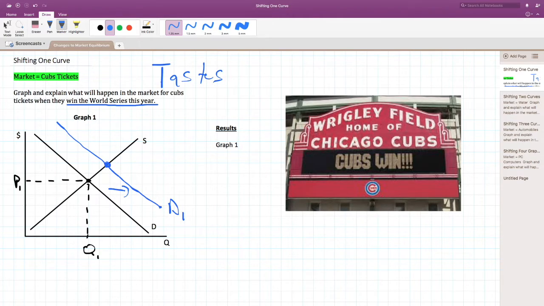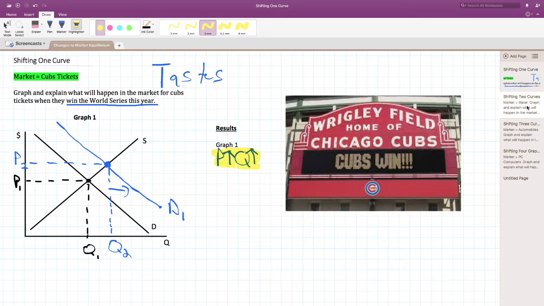The point where the new demand curve intersects my old supply curve becomes my new equilibrium price. I'm going to go ahead and label that P2. And my new equilibrium quantity, which I'm going to label Q2. Now, so far so good. I've pretty much solved the problem. The final thing I have to do is show my results. So in this market, price is going to rise, quantity is going to rise. Okay? So it's very important that we actually demonstrate our results, which here is going to be price rises, quantity rises.